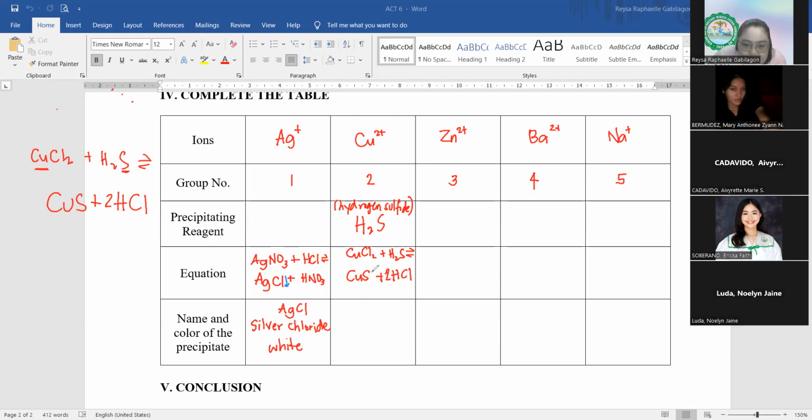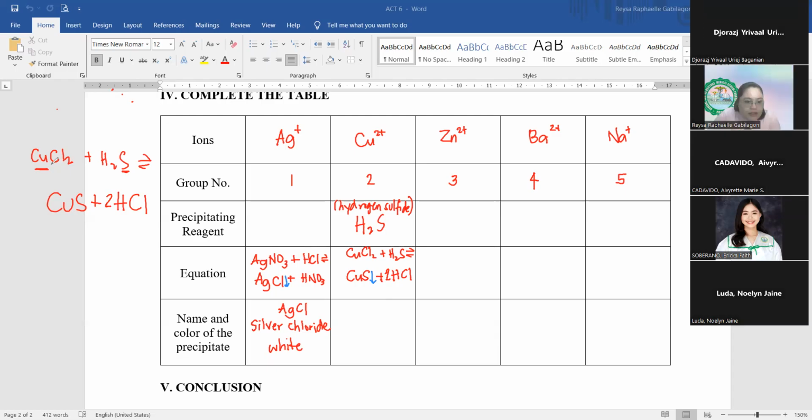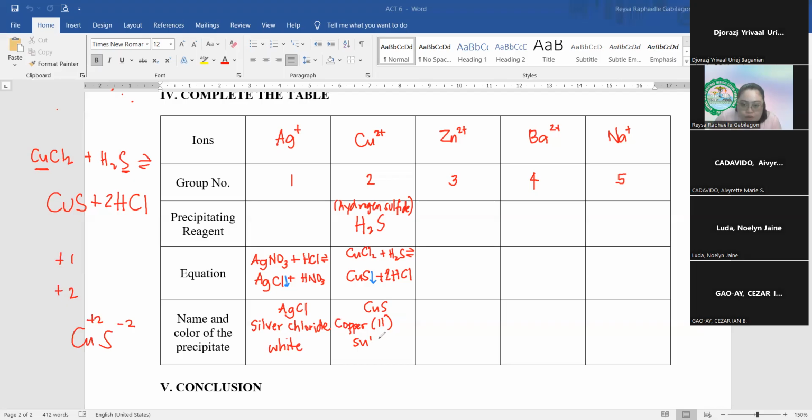Okay. So, our precipitate, class, is this one. The CuS. What do we call CuS, what is the chemical name for that? Yes, Joraj? Copper sulfide, ma'am. Okay, copper sulfide. But please take note, copper has two charges, positive 1 or positive 2. But since this is CuS, S is -2, so automatically this is +2. Put a Roman numeral on it, copper 2 sulfide.